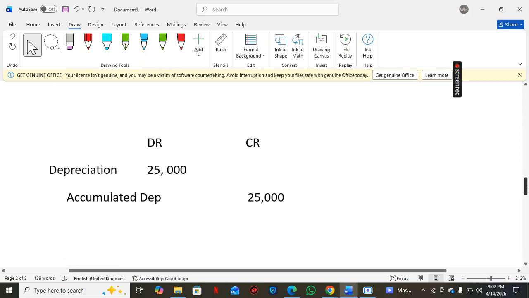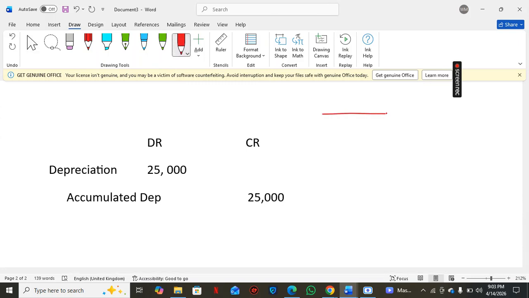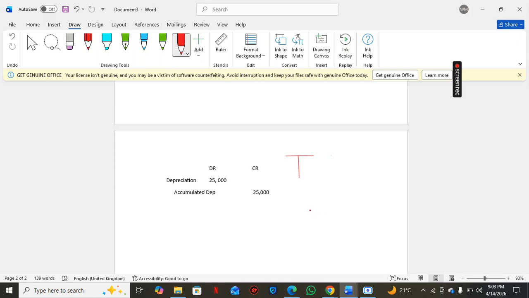So let me just show you what happens, especially in the accumulated depreciation account. The depreciation expense process will just stay the same throughout, but the accumulated depreciation account is going to be building up. When you do this journal entry, you debit depreciation expense 25,000 here, on the debit side of the depreciation expense account. Then you credit accumulated depreciation 25,000.